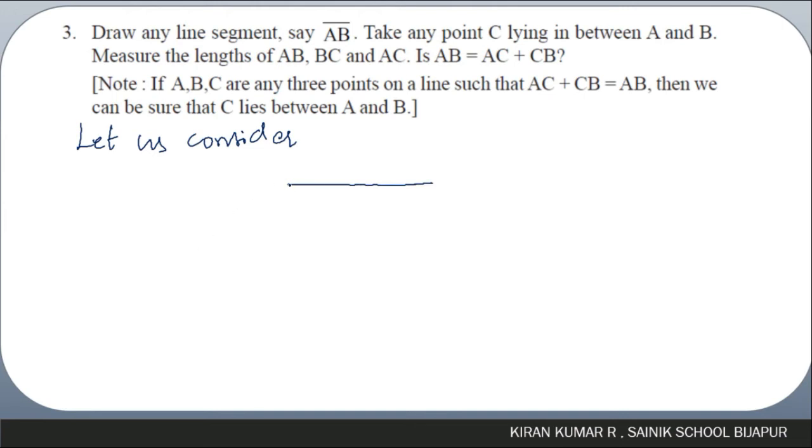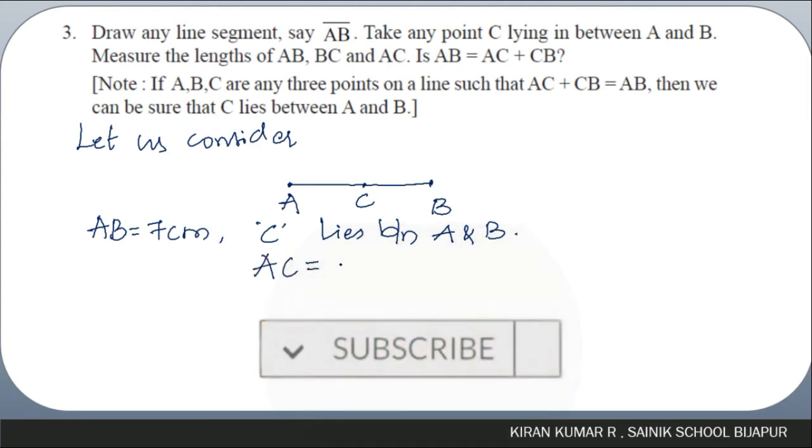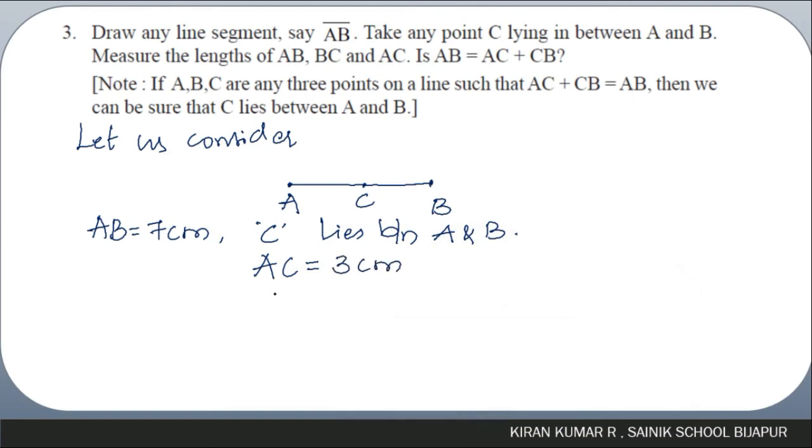Let me name this point as A, this point as B. Let me take a point C somewhere between AB and let me take the line segment AB equal to 7 cm. C lies between A and B. Here AC, if you measure, we get some length. Suppose it is 3 cm, you measure the length CB, this becomes 4 cm.